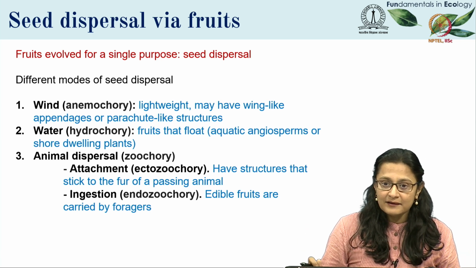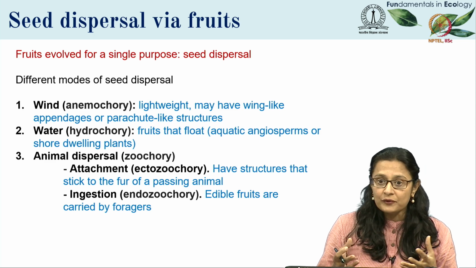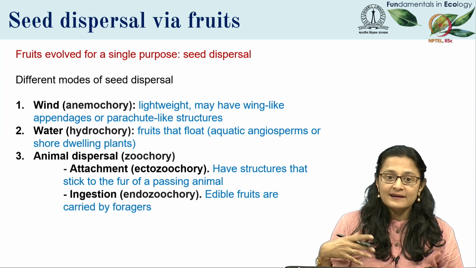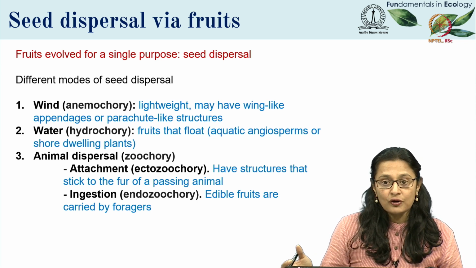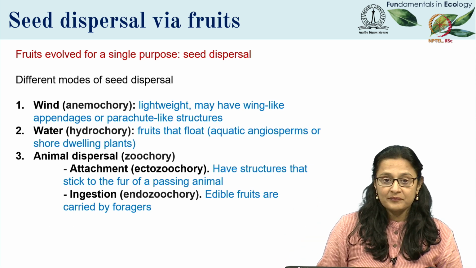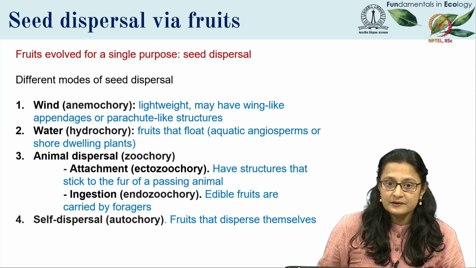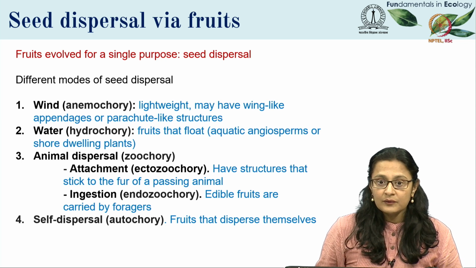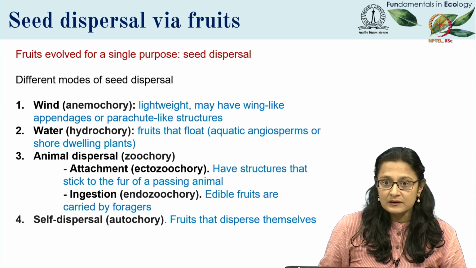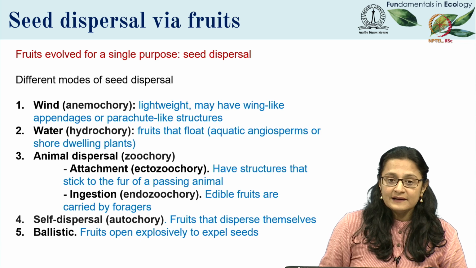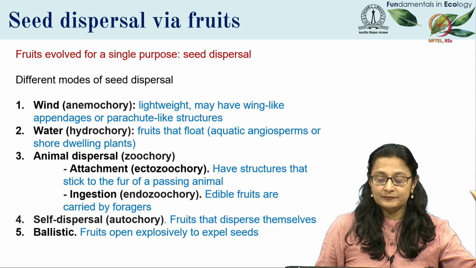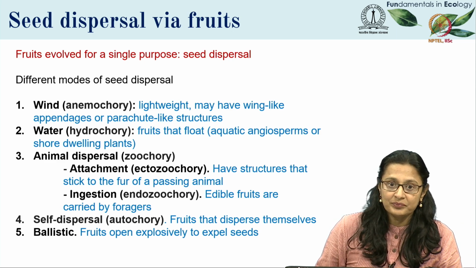Another, like some seeds, some acorns, for example, are buried by animals, and the idea here is that those seeds that are forgotten by those animals are the ones that end up germinating. And then finally, there are two others. There's self-dispersal, autochory, where the fruits disperse themselves. So, for example, peanuts bury their own seeds. And finally, there's ballistic, fruits that open explosively to expel seeds that are then dispersed in the environment.